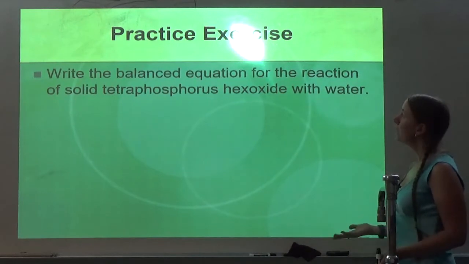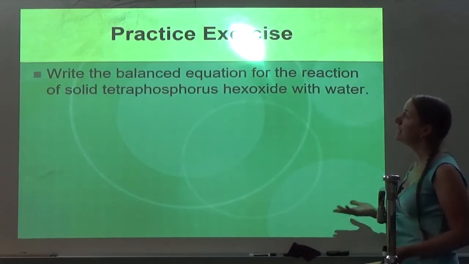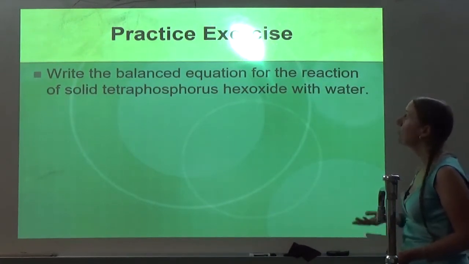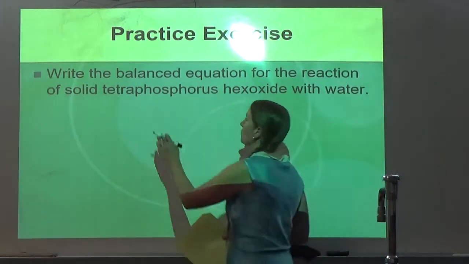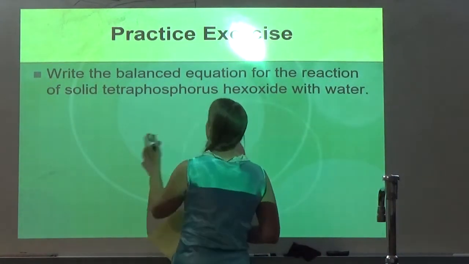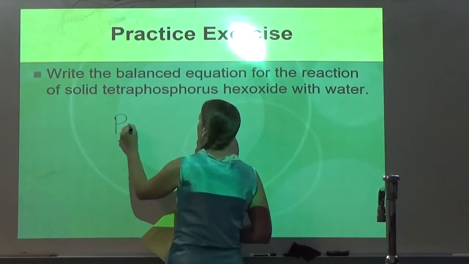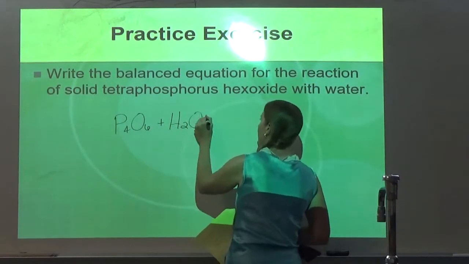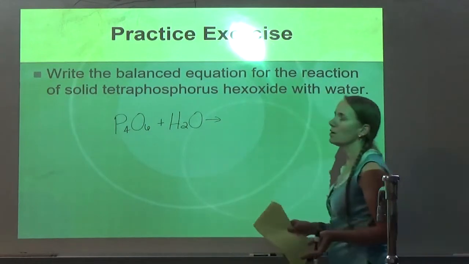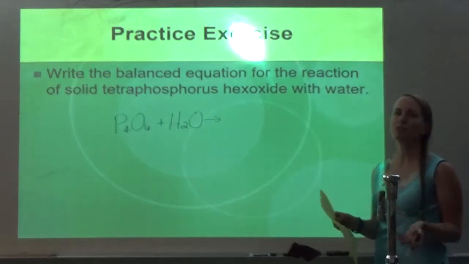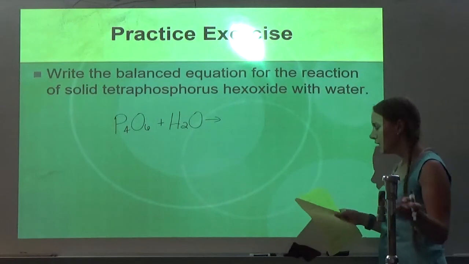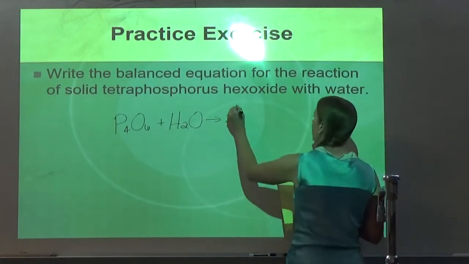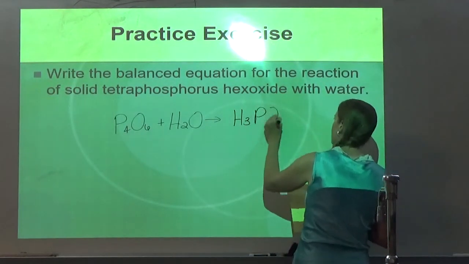So it says, write the balanced equation for the reaction of solid tetraphosphorus hexoxide with water. Okay, so we have solid tetraphosphorus hexoxide, so I know that's P4O6 and water. Okay, so again, y'all, on this one, they're not going to expect you to be able to come up with these products. But for this one, you end up getting phosphorous acid.